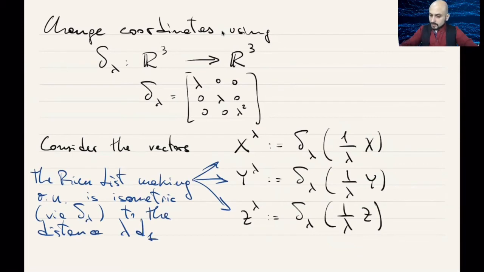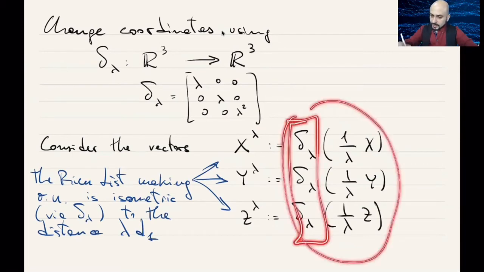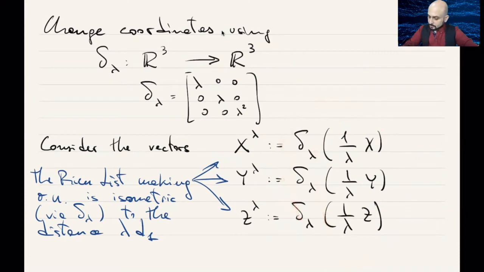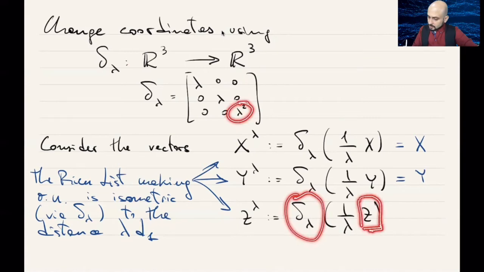Now these vectors, because of the map delta lambda, are much nicer than the previous ones. Remember, delta lambda multiplies x by lambda, so x lambda is actually x, and likewise y lambda is y. And what happens to z? This map multiplies the vector z by lambda square. So we multiply by lambda square and divide by lambda, and what we have is therefore lambda square divided by lambda, so lambda z.